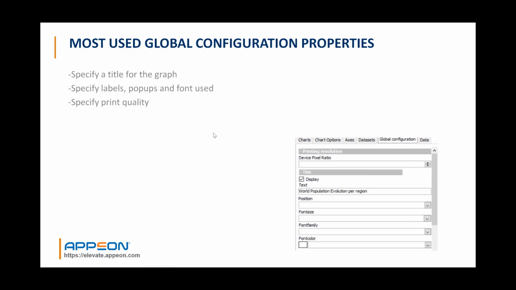And finally, we can mention some global configuration properties. Obviously, you probably want to specify the title of the graph. This is going to be in the global configuration. You can also, very important, specify the behavior of the pop-up. The small pop-up that appears when you're hovering over a certain value on the graph, how they behave, what they look like, what is the font used, etc. And in case you intend to print the graph, then there are also a few other settings that you can specify.